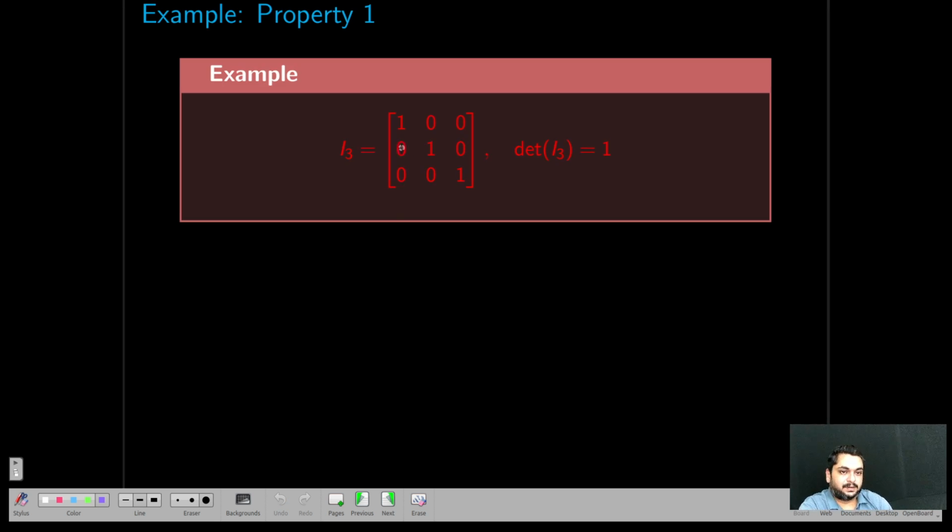A simple example is given here. If you find the determinant of this I3 matrix, it is equal to 1 always.